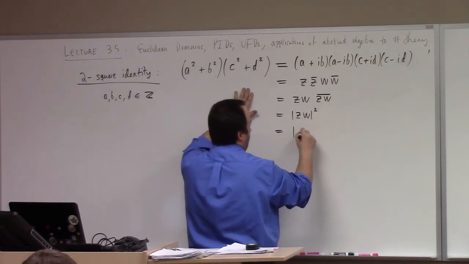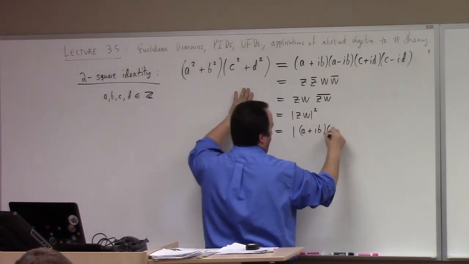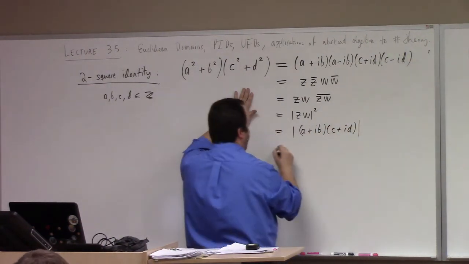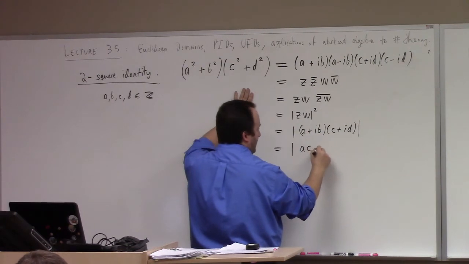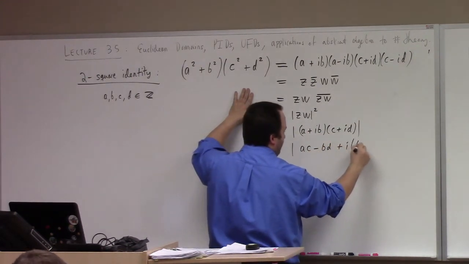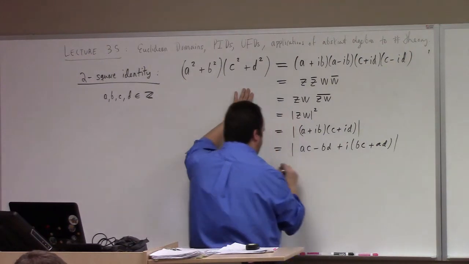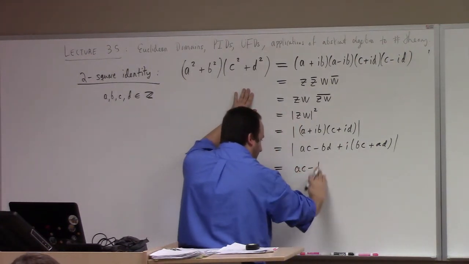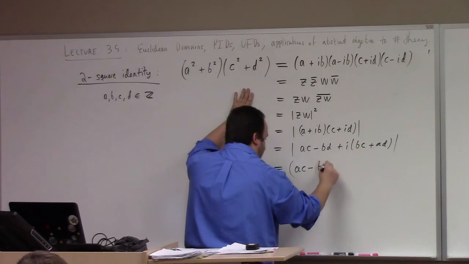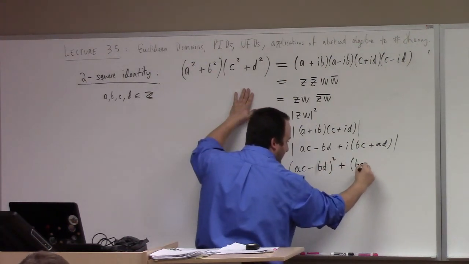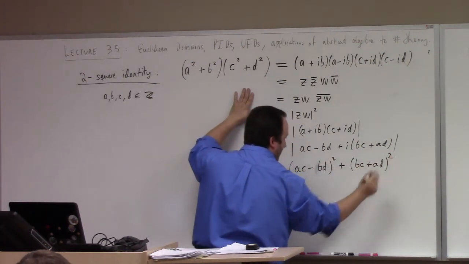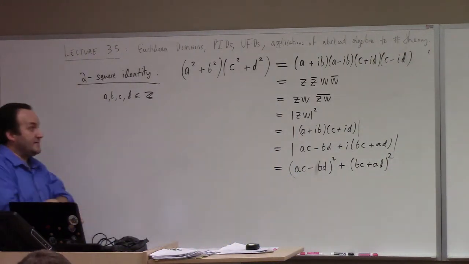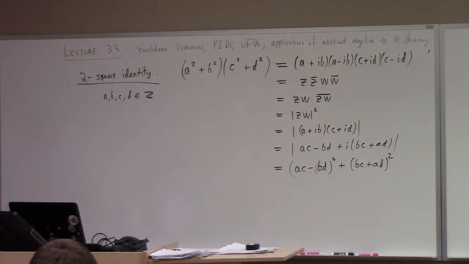Well, what is zw? That's ac minus bd plus i times bc plus ad. The modulus squared of that is ac minus bd quantity squared plus bc plus ad quantity squared. And that, folks, is the two-square identity. It says that the product of a sum of two squares with another sum of two squares is yet again a sum of two squares.